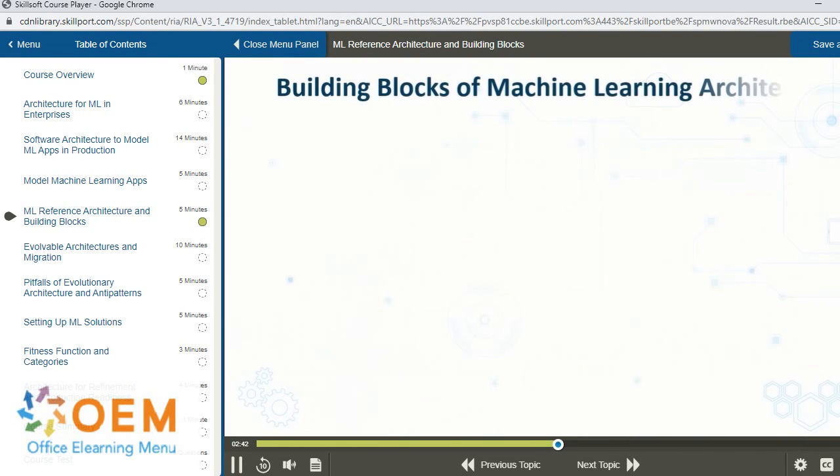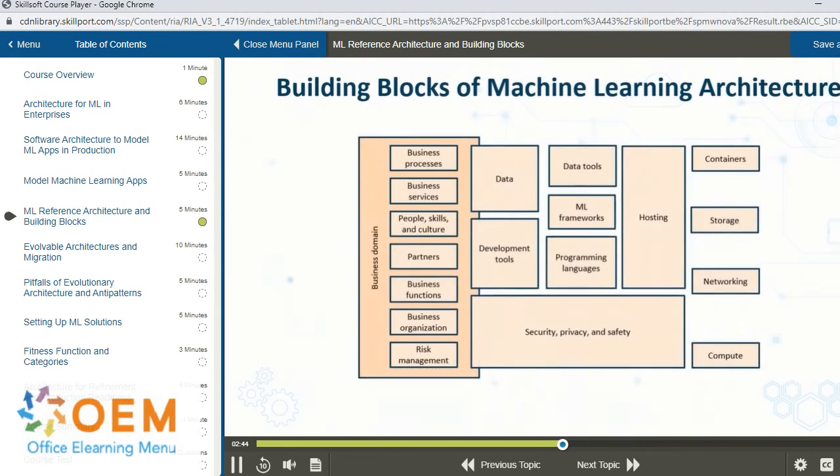After looking at a blueprint of machine learning reference architecture, let's go ahead and see building blocks that can be used in order to complete the machine learning reference architecture. The first element is the business domain. There are various different components that you need to think of. You need to identify the right business management process. You need to identify the right business services that you are catering to.